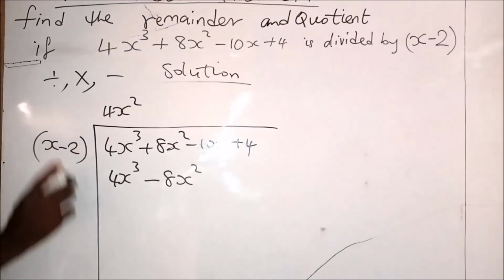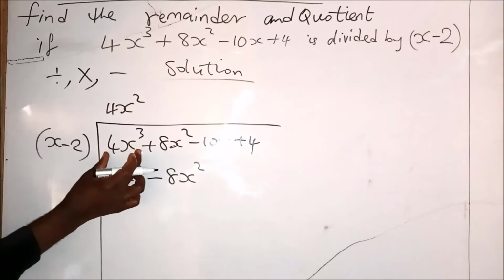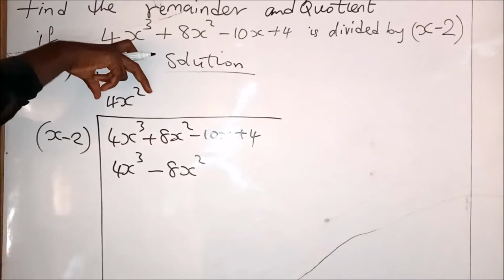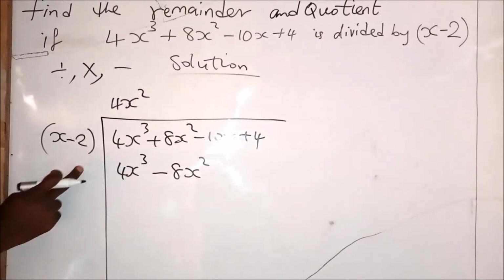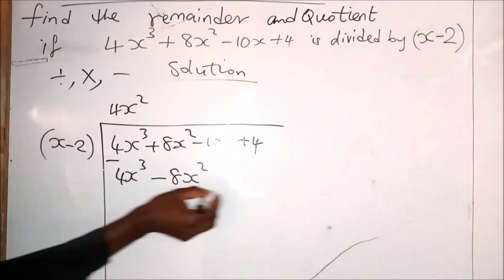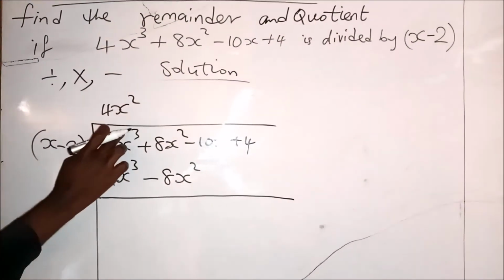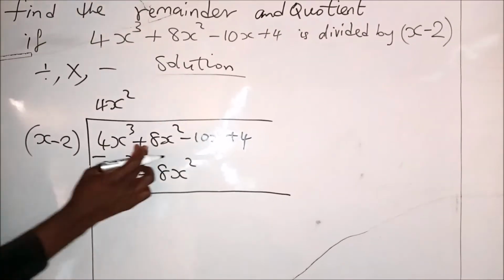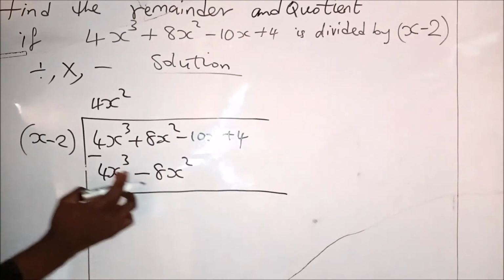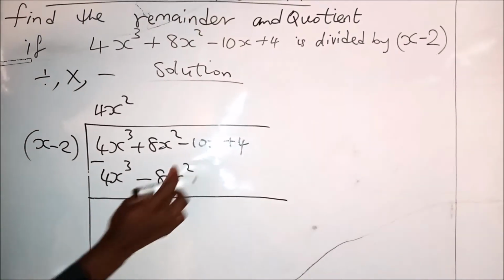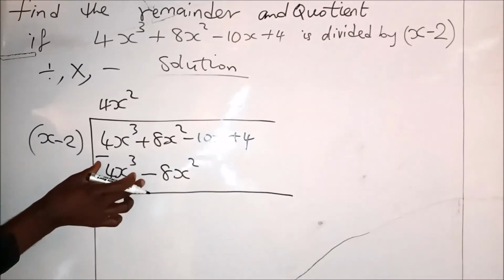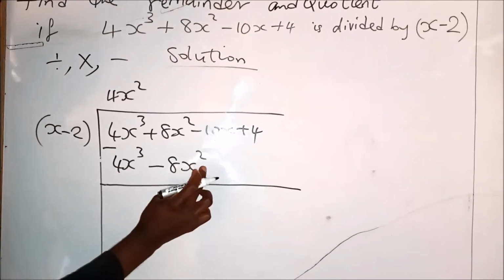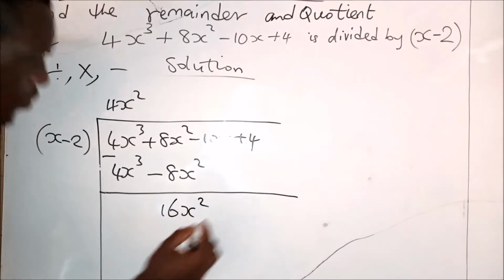Now, that is all about the multiplication. So, in the division, we use only the first term to divide the first term here. But in the multiplication, we use the answer we have here on top to multiply the whole of this bracket here. After that, we now go to the subtraction part, and at this point, we subtract them according to like terms. 4x cubed minus 4x cubed is 0. Now, 8x squared minus minus 8x squared is going to give us 8x squared plus 8x squared, because minus times minus is plus, which is 16x squared.